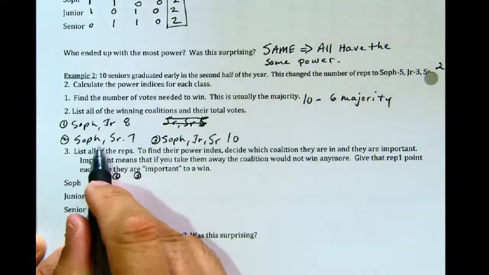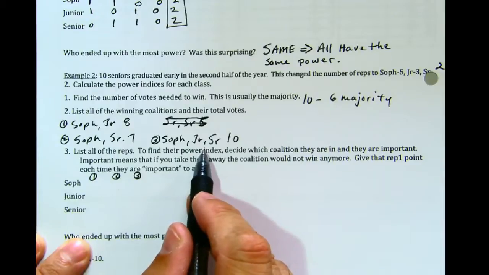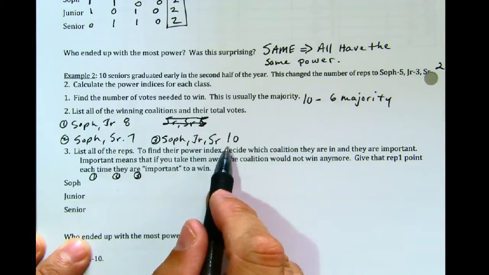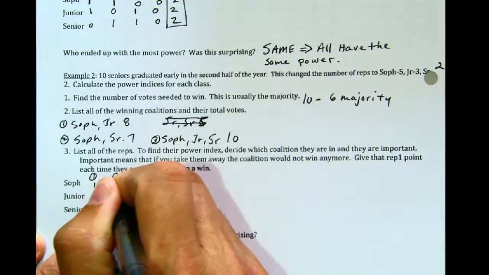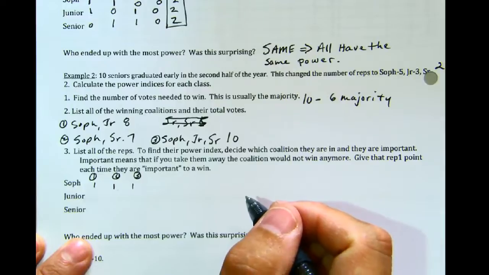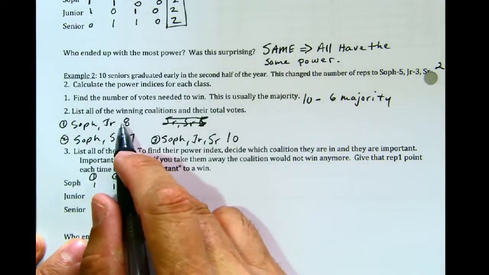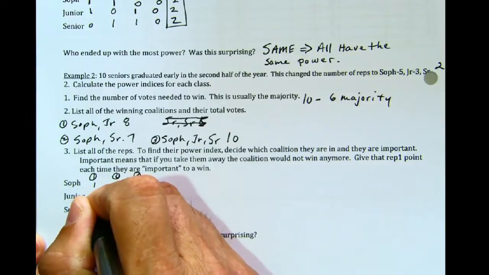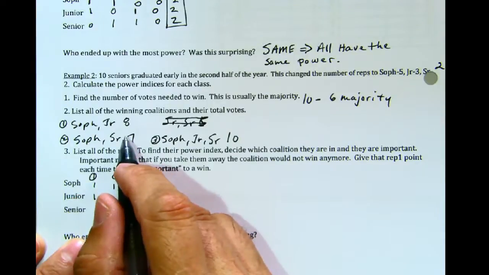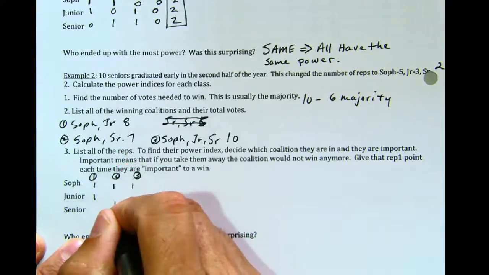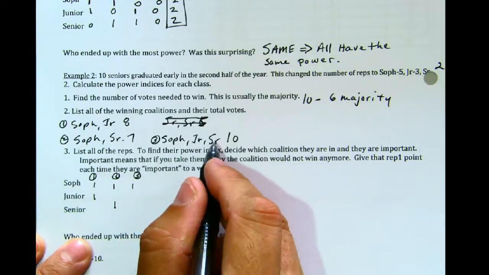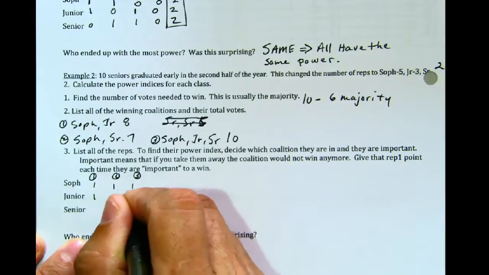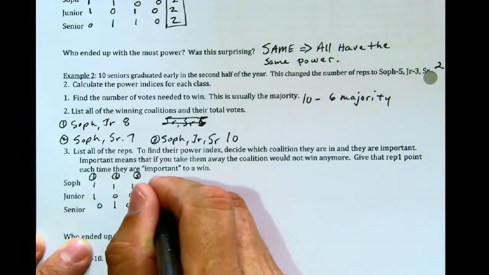So the sophomores have power. Now do they have power here? If you take 5 votes away from here, does this win anymore? Wait a second, it doesn't. So the sophomores get power in all 3 of these. 1, 2, 3. How about the juniors? The juniors have power here, so they get 1. And then the seniors have power here, so they get 1. And then the third one, the juniors don't have power and the seniors don't have power. So they get a 0 for all these other pieces. So we end up with a 3, 1, 1.